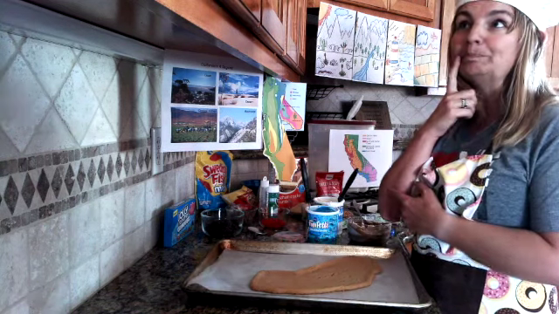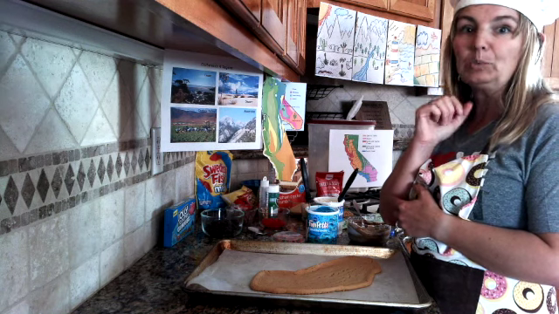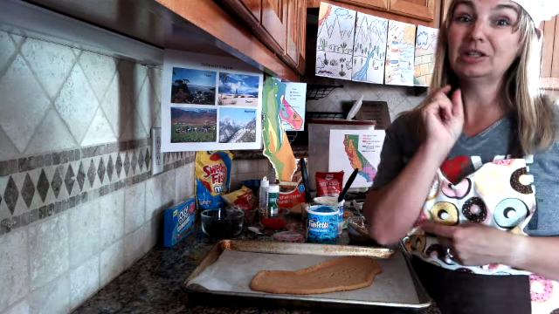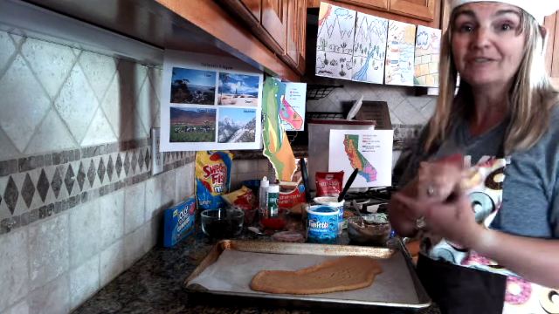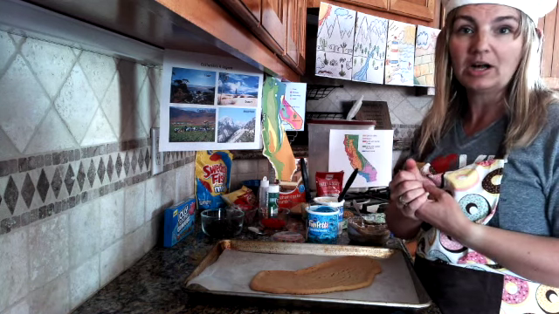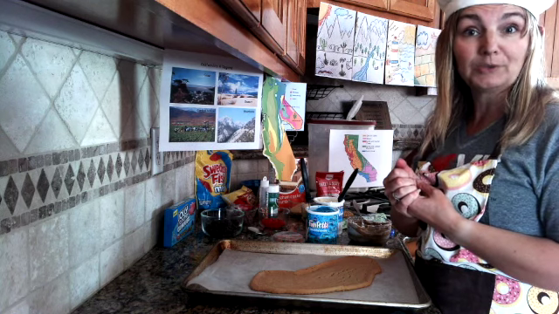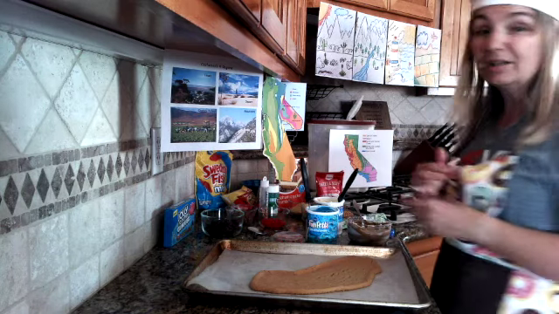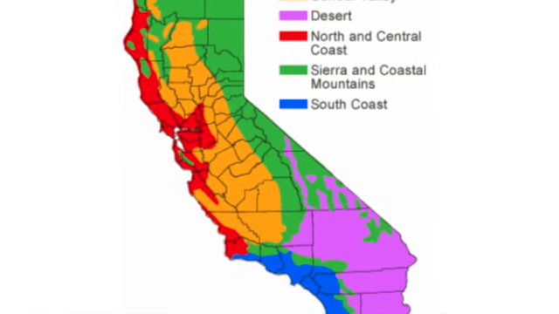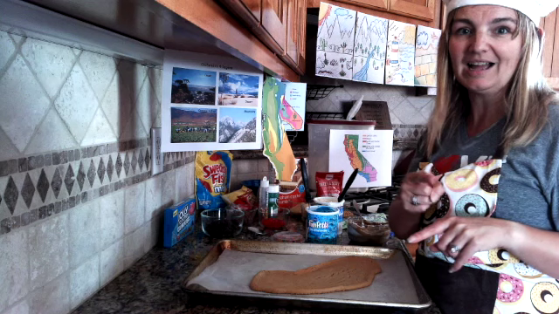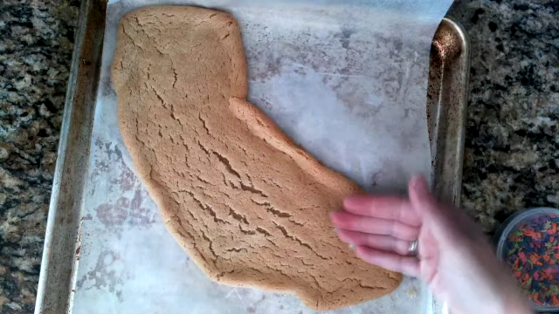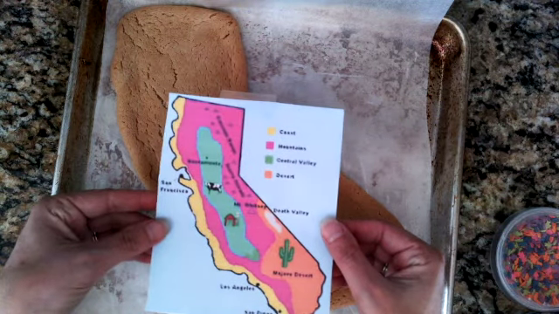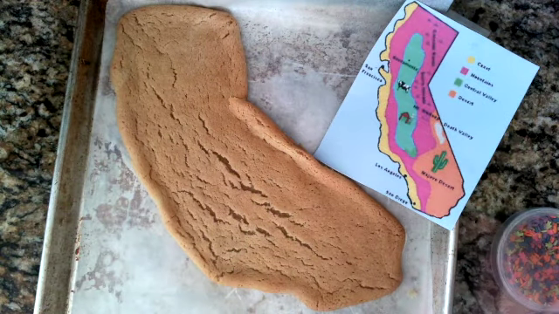So now, how do I know what goes where? Well, you can look in your book. So have that open in your digital geography book, Geography of California, that we've been looking at all last week and this week. Or I am going to show you a picture on one of your slides so you have that as well. Here we go. I have my cookie. I have my map that I can go off of right here. And I'm gonna go ahead and decorate.